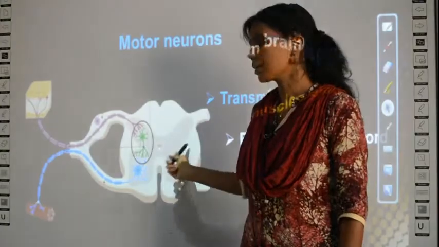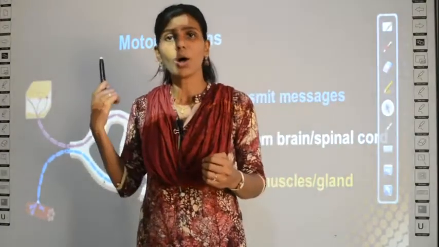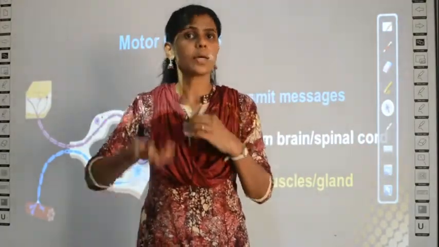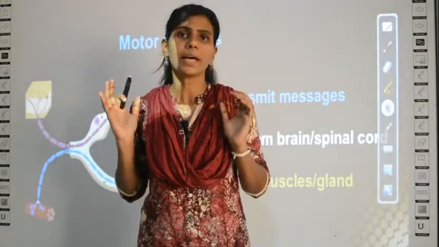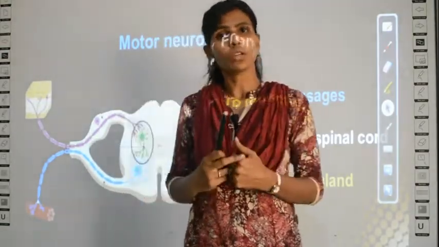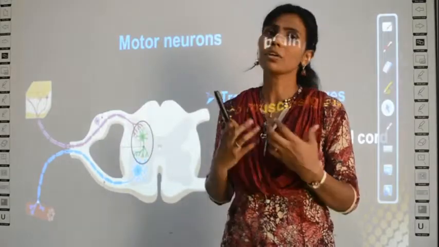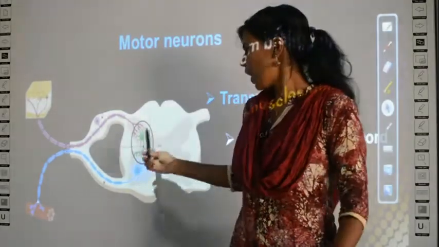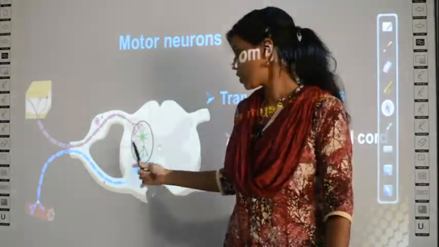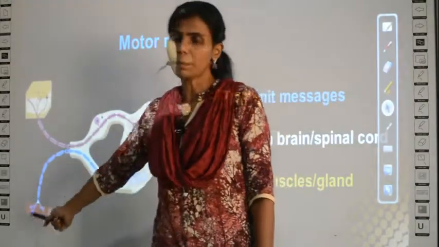So, what does the brain instruct you? The brain instructs you to take away your hand. So, you take away the hand because the object is hot or cold. Okay. So, how does the brain carry the message to the muscles?